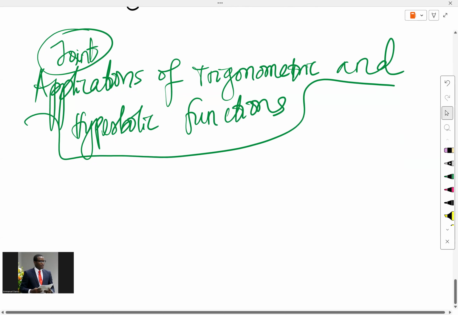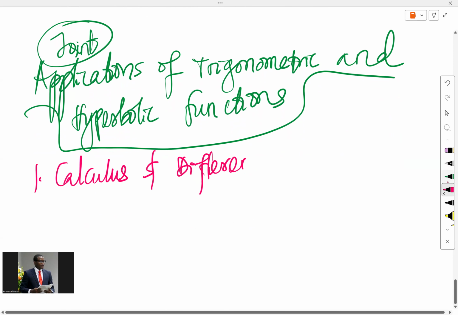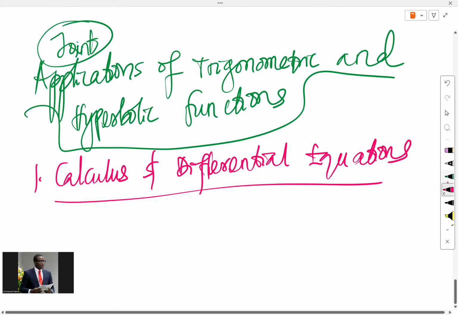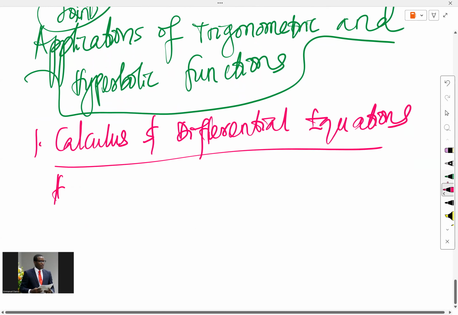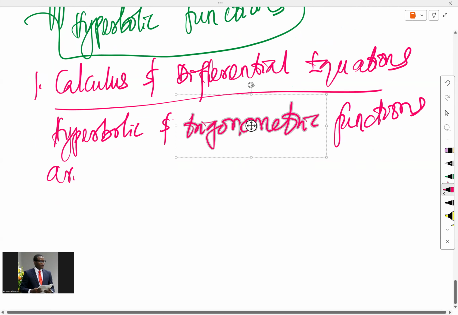So now we have, first of all, calculus and differential equations. So how does this come in? We know that hyperbolic and trigonometric functions are used to solve differential equations.